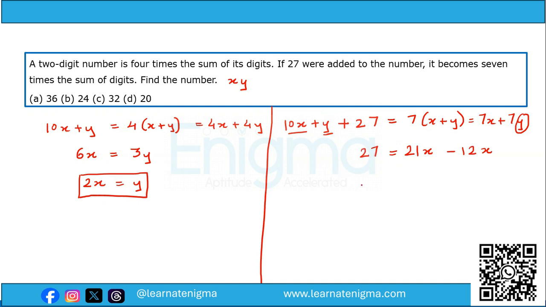we will have the equation as 9x equal to 27, and hence x is equal to 3. Now as x is 3, y becomes 6. So our number becomes 36. So that's your answer.